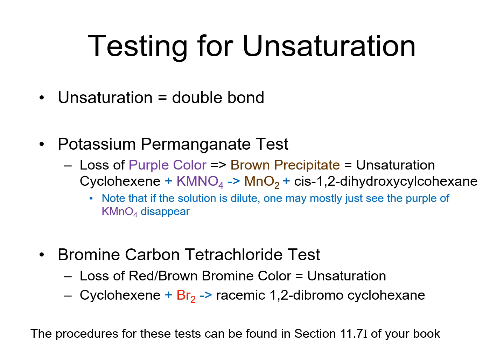Racemic meaning you'll get the two possible versions, a syn or anti addition across the double bond, where the bromines are on the same side or the opposite sides. So you'll get not an equal amount, but you'll get a mixture of both of them. But that's what you would be looking for in that specific test.